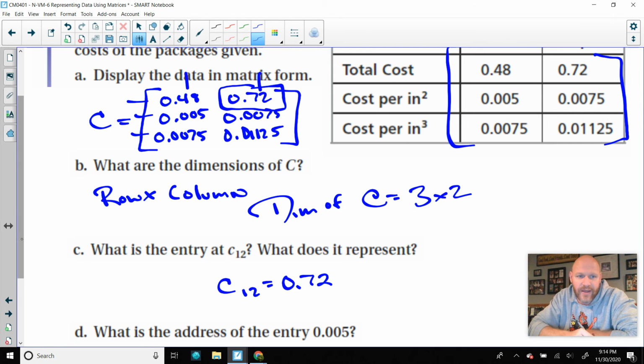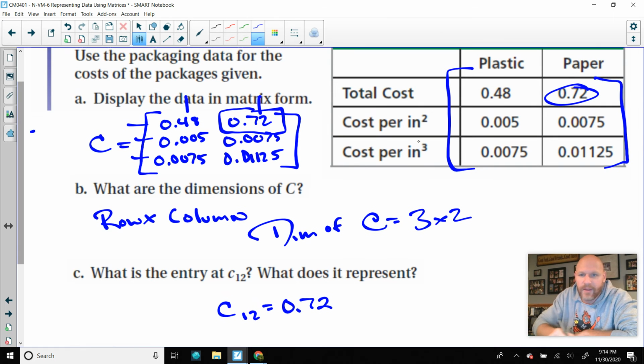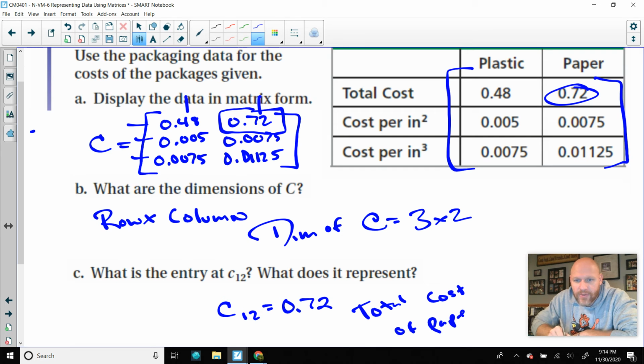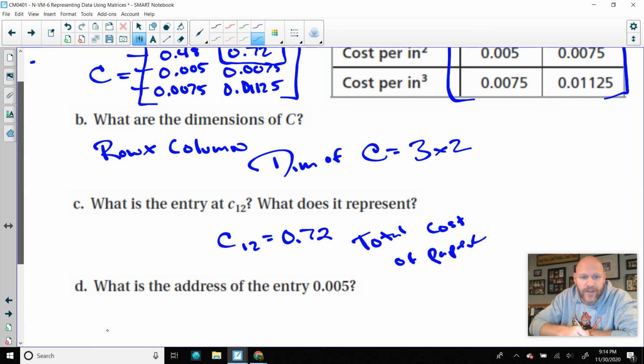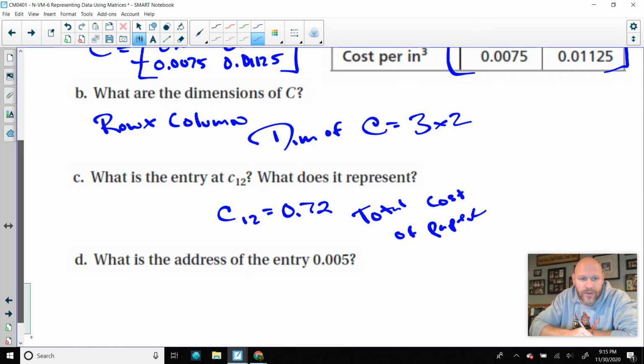And what does it represent? If we're going to answer that question, they're talking about the total cost of paper. If you notice, and my smartboard keeps screwing up, we're in the paper column underneath total cost. So this would be the total cost of paper that number represents. Apparently it's 72 cents.